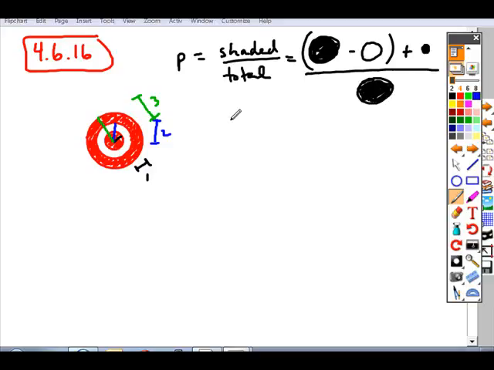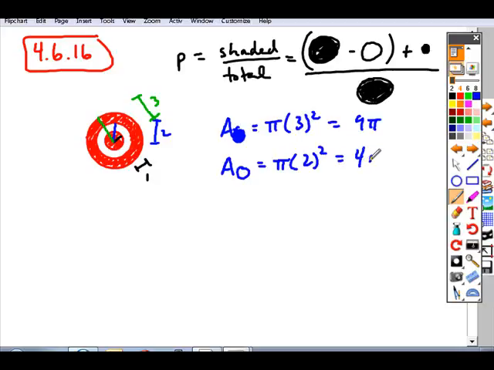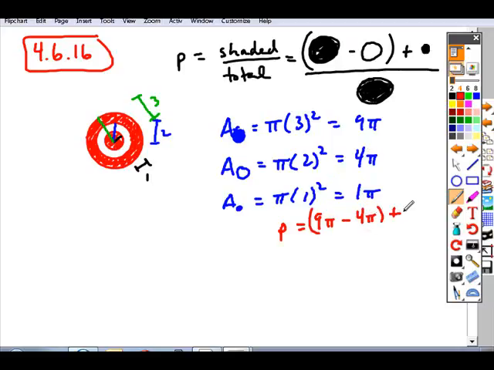And so if we find the values for these, the area of the large circle is pi times 3 squared, or 9 pi. The area of the inner circle is pi times 2 squared, or 4 pi. And the small circle is pi times 1 squared, or 1 pi. So if we plug these in, we get the total probability is 9 pi minus 4 pi, and then that whole thing added to 1 pi, divided by 9 pi.